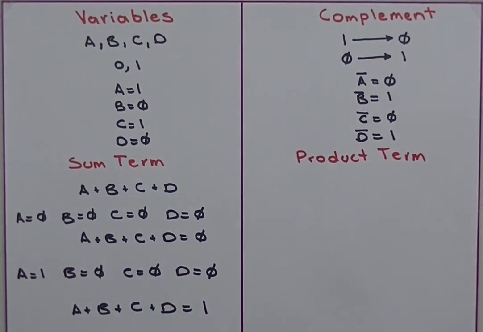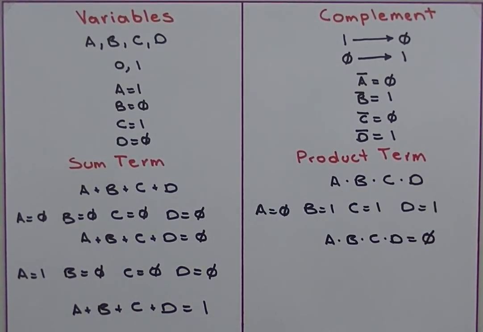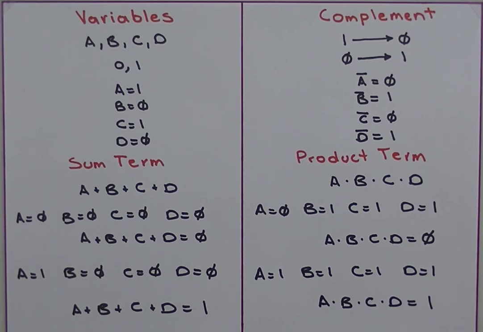We can multiply the variables creating a product term. The product term is 0 if at least one variable is 0. Let's suppose A is 0 and the other variables are 1s. The product term A multiplied by B, C, and D is 0, since one variable is 0. The product term is 1 if all the variables are 1s, so let's suppose that all the variables are 1s. The product term A multiplied by B, C, and D is 1, since all the literals are 1s.